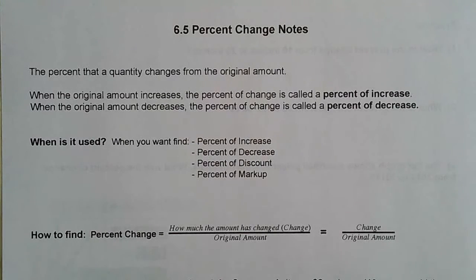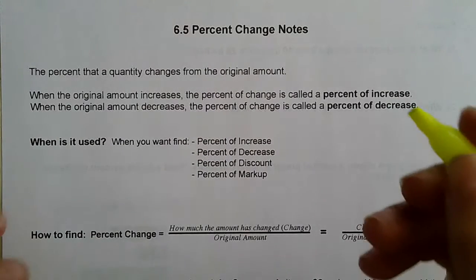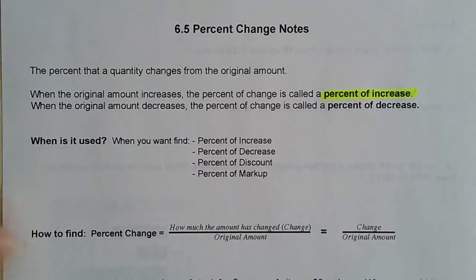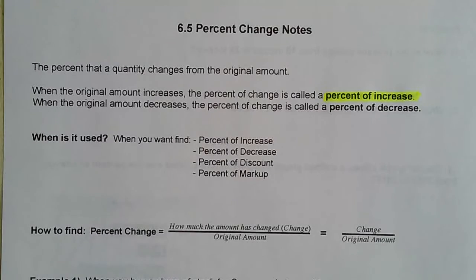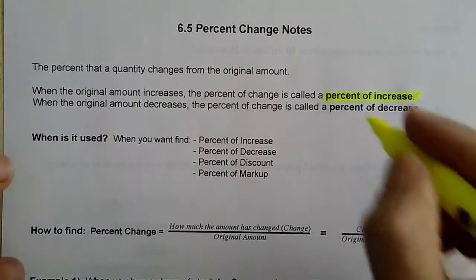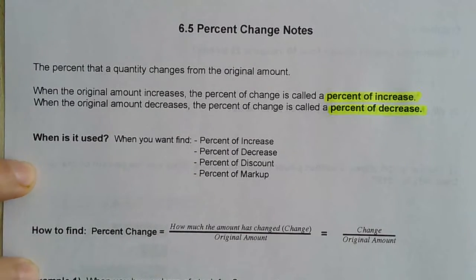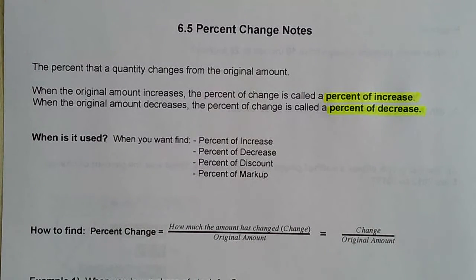To reiterate, when the original amount increases, the percent of change is called a percent of increase. So stating if it's an increase is important. When the original amount decreases, the percentage of change is a percent of decrease. Indicating if it's an increase or decrease is necessary. So we don't just want to report it as a percentage. We also want to indicate, did it go up by that percentage or did it go down by that percentage?